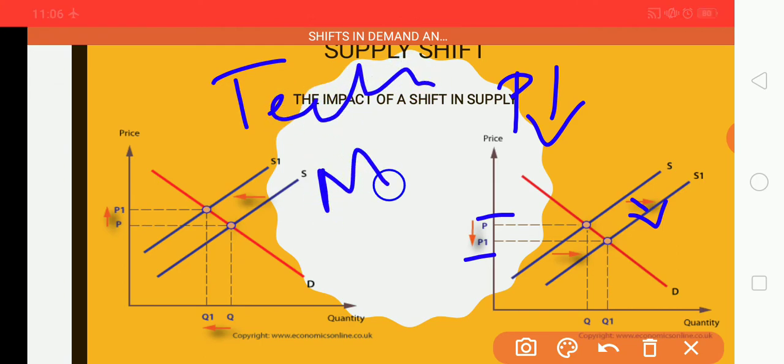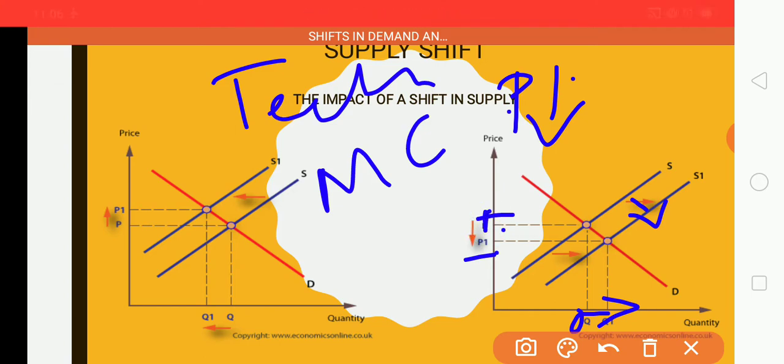At that time marginal cost will reduce, and the price will also be reduced from P to P1. Now the quantity supplied increases from the original Q to Q1. That is what I said. Here you have to notice the direction of change in price.